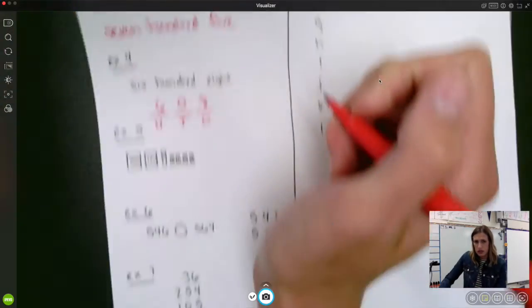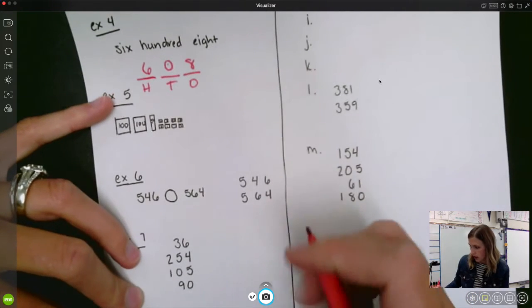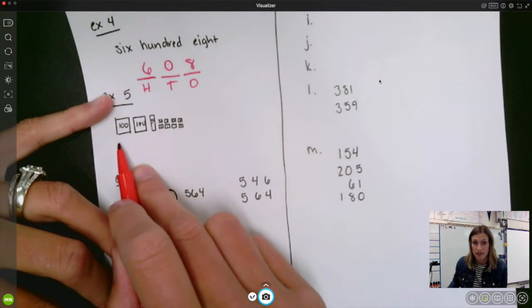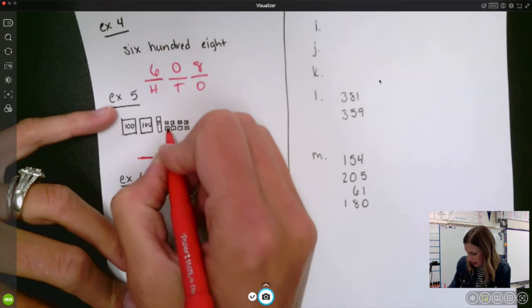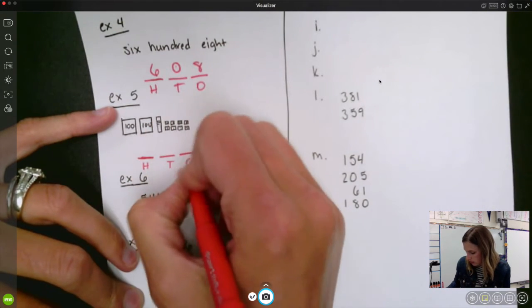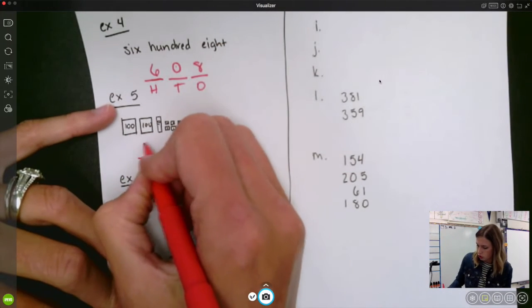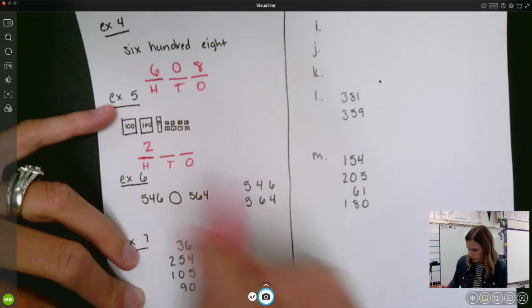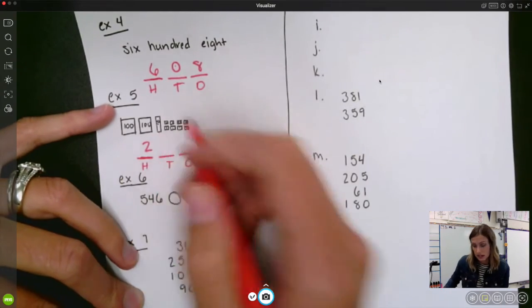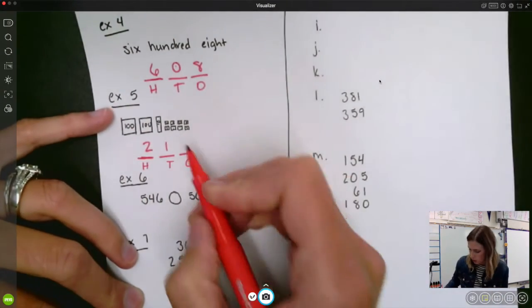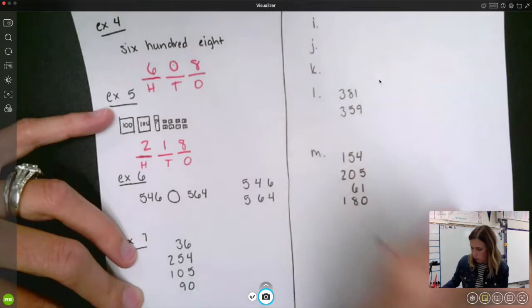Awesome. Let's move on to example 5. We've got this model with hundreds, tens, and ones. The big square is worth 100. The stick like this is worth 10, and the little tiny cubes are worth ones. So hundreds, tens, ones. How many hundreds are there? Well, 1, 2. So that'd be 200. How many tens are there? Well, there's just one stick, so that would be a 10. And then how many ones are there? 1, 2, 3, 4, 5, 6, 7, 8. So we have that in the ones.